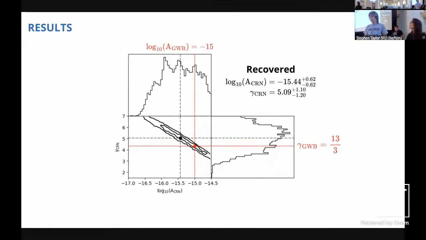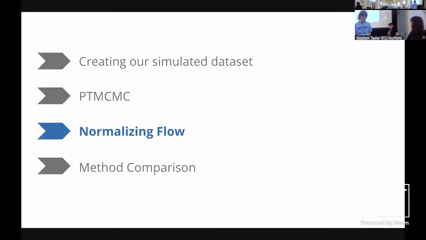And then these were our results for that. Our injected values are negative 15 and 13/3. The red is the injected from the simulated pulsars. We got pretty good values, like negative 15.44 and 5.19. I think that's pretty good compared to some of the other ones I was doing. All right, now for the other method, the normalizing flow.